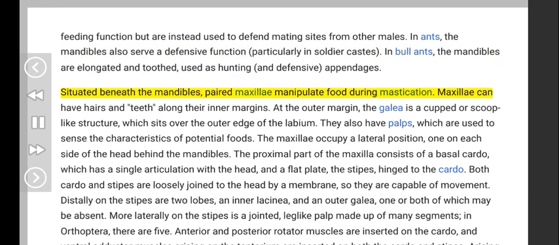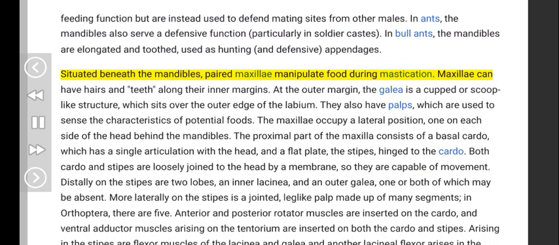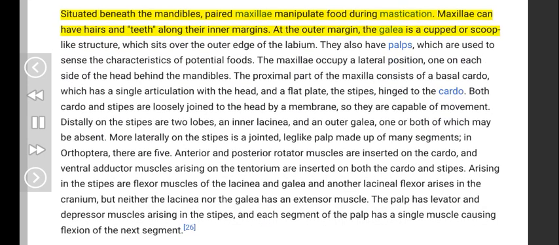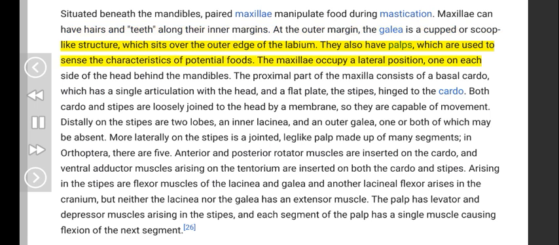Situated beneath the mandibles, paired maxillae manipulate food during mastication. Maxillae can have hairs and teeth along their inner margins. At the outer margin, the galea is a cupped or scoop-like structure, which sits over the outer edge of the labium. They also have palps, which are used to sense the characteristics of potential foods. They occupy a lateral position, one on each side of the head behind the mandibles.